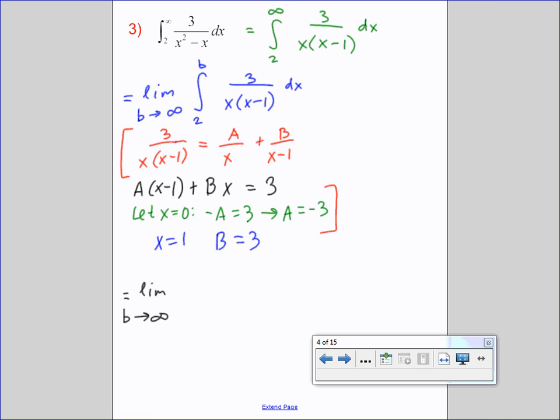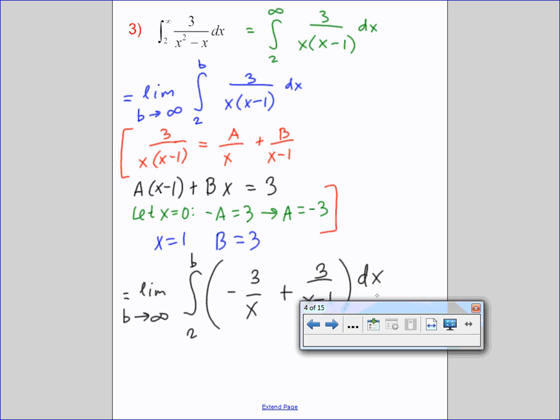So I'll rewrite this whole thing as the integral from 2 to b of, rewritten, I get negative 3 over x plus 3 over x minus 1 with respect to x. I want to pause here and just do a partial fraction decomposition check. Raise your hand if you got the rewritten integrand in parentheses. Who got this far? Yes, that's good news.